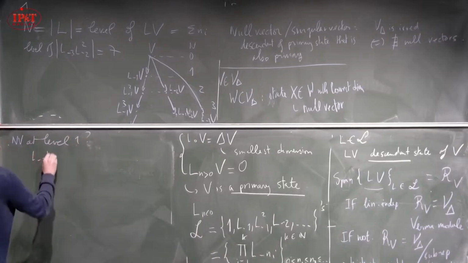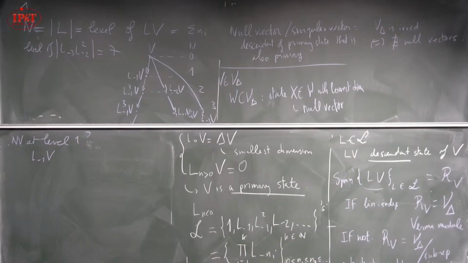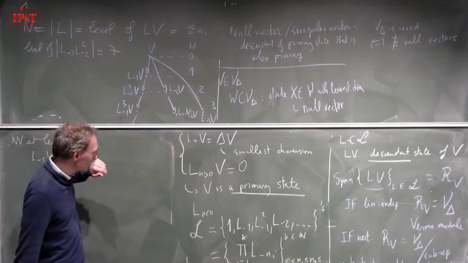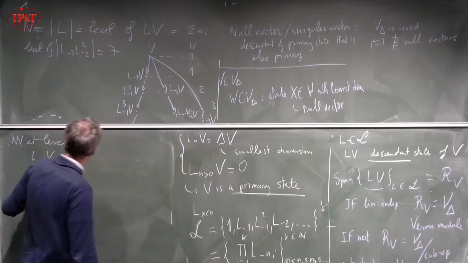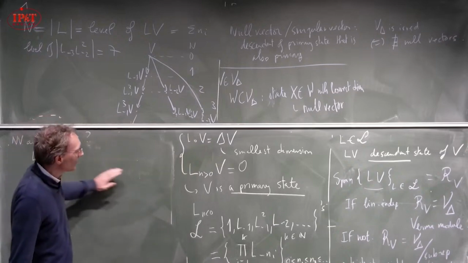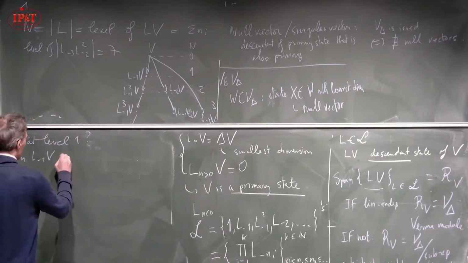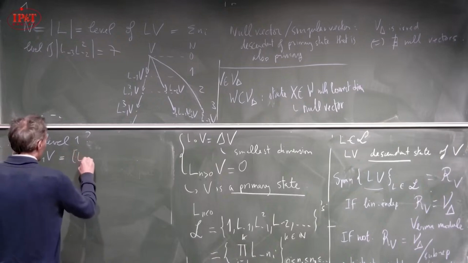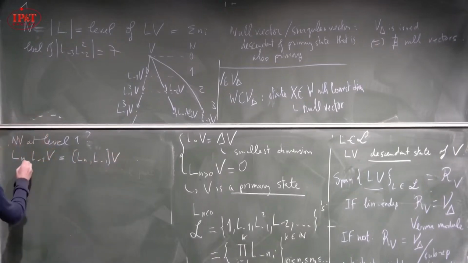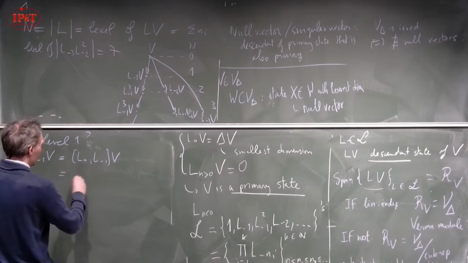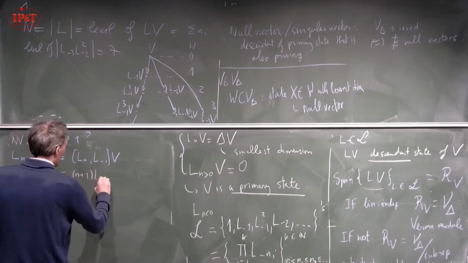So is L minus 1 V a null vector for V some primary state of dimension delta? To know that, I have to know if it's primary. Well, fortunately, the definition of a primary state is already there. It's a state that's an eigenvector, well, that's already an eigenvector of L0, but also it has to be killed by the annihilation modes. So I have to compute Ln L minus 1 V. Well, that's the commutator of Ln and L minus 1 acting on V, here I'm assuming n is positive. So Ln kills V because V itself is primary. And this commutator is (n plus 1) L(n minus 1).